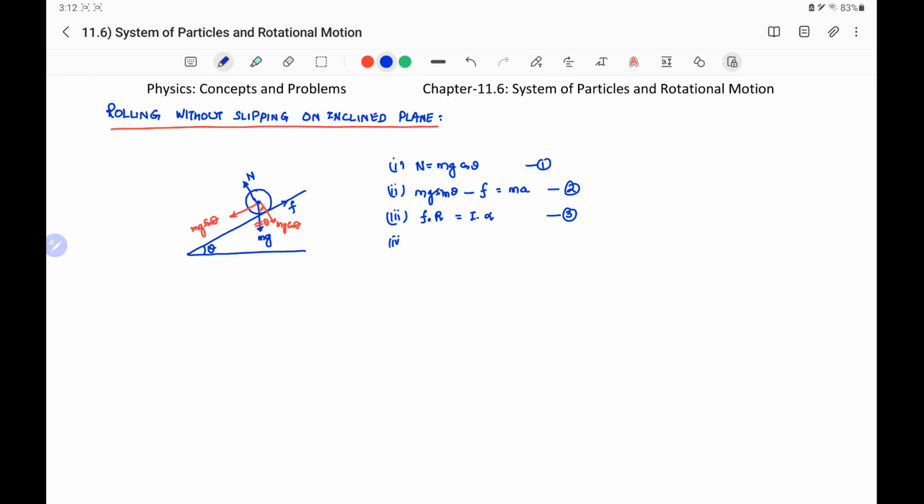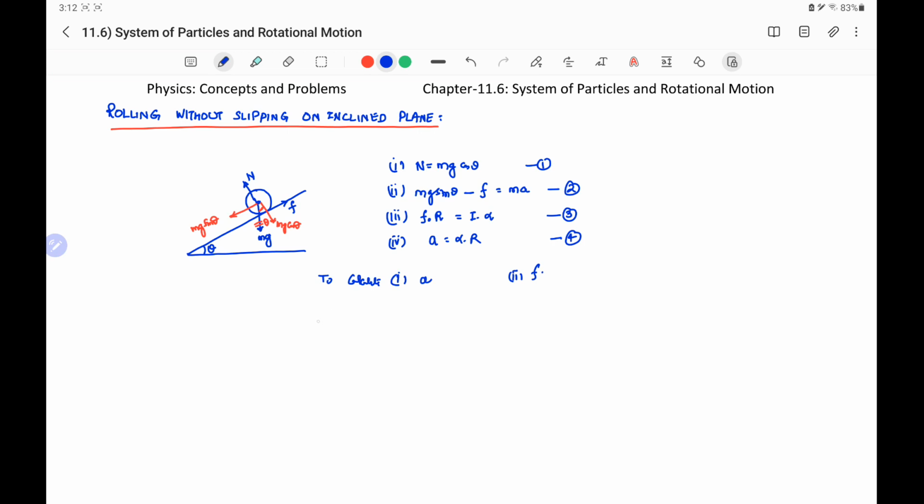And equation number 4 is the relation between the linear acceleration and the angular acceleration, which we know: a equals alpha into R. Now we use these four equations to calculate number 1, acceleration a, and number 2, friction force F.